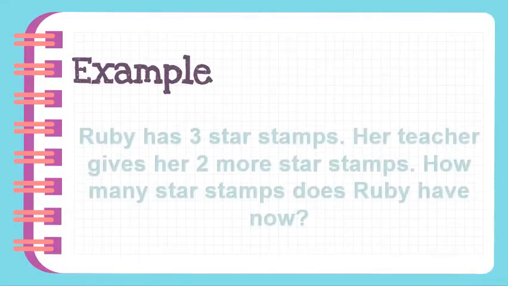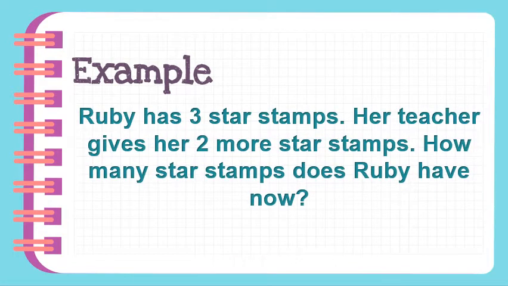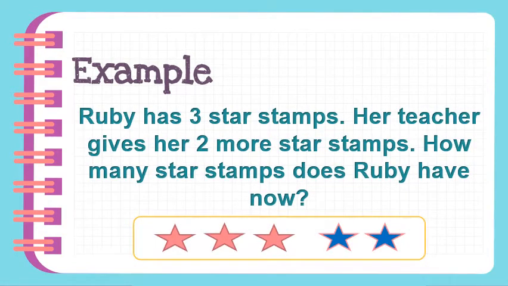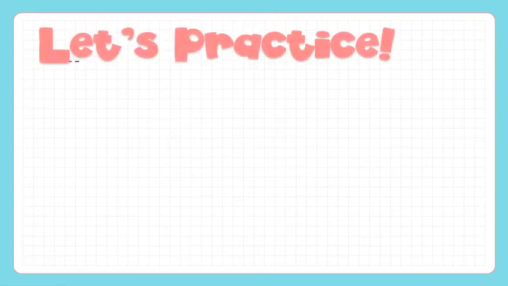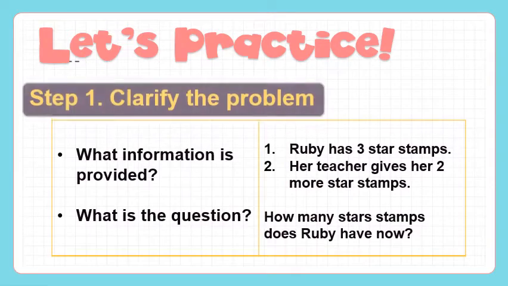For example, Ruby has 3 star stamps. Her teacher gives her 2 more star stamps. How many star stamps does Ruby have now? Now let's answer this using the 4 easy steps. Step 1. Clarify the problem.